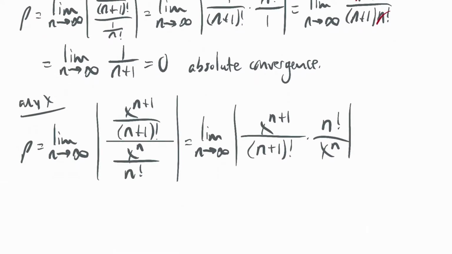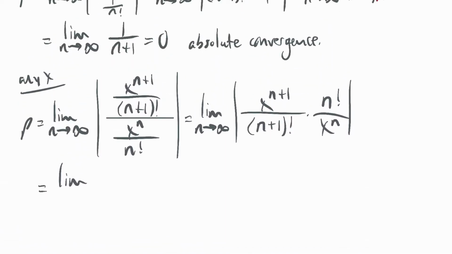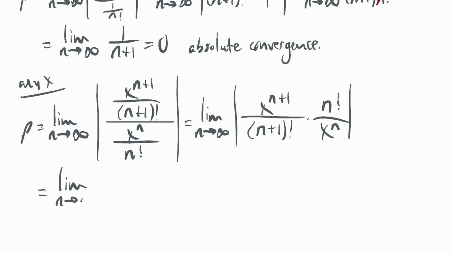So I'm going to do the same rewriting of n plus 1 factorial, and then also here in the numerator, I'll rewrite x to the n plus 1 as x times x to the n. So this is the limit as n goes to infinity of x times x to the n power over n plus 1 times n factorial times n factorial over x to the n plus 1. You can probably see where this is going.